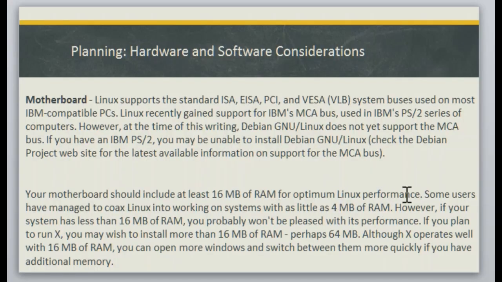probably won't be pleased with its performance. If you plan to run X, you may wish to install more than 16 megabytes of RAM, perhaps maybe 64 megabytes. Although X operates well with 16 megabytes of RAM, you can open more windows and switch between them more quickly if you have additional memory.